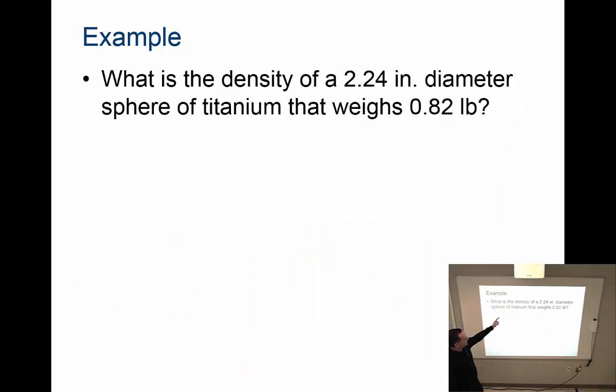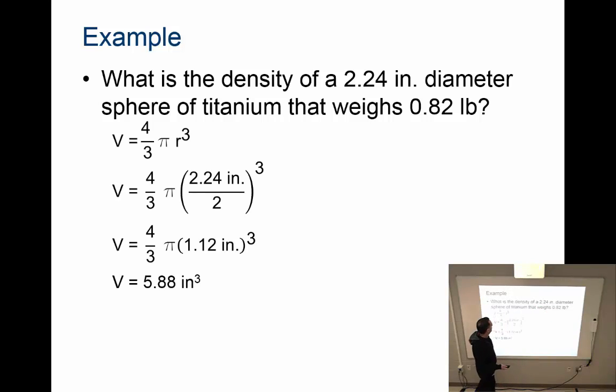Let's do an example then before we talk about today's activity. What is the density of a 2.24 inch diameter sphere of titanium, a material that weighs 0.82? So given the diameter and knowing that it's a sphere, I know I can use a formula to determine the volume, and I know how much it weighs. So I'm going to be doing volume. 2.24 is my diameter, divided by 2 to give me the radius, cubed, and I get 5.88 inches cubed.